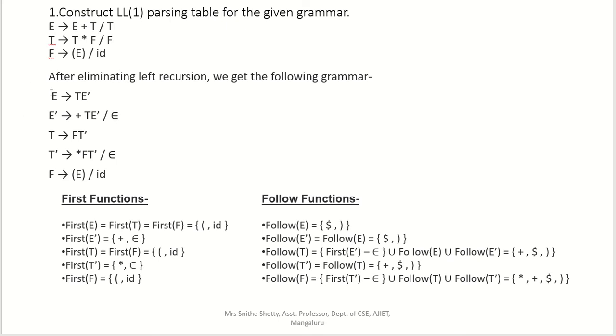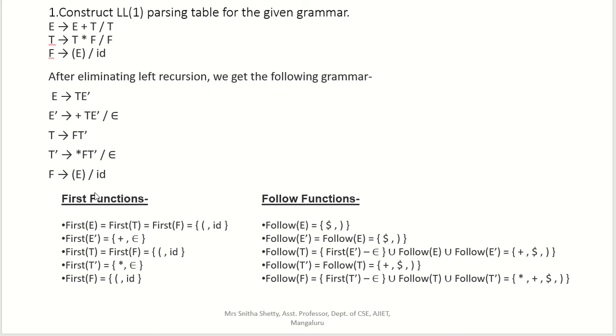So here E gives T E dash. This T is your beta, so E dash. Now E dash gives, what is your alpha? Alpha is plus T, E dash bar epsilon. The second production is T gives F T dash. What is that F now? F is beta. T dash gives alpha star F T dash bar epsilon. What is the next production? F gives E bar ID. So this is the grammar you get after eliminating the left recursion.